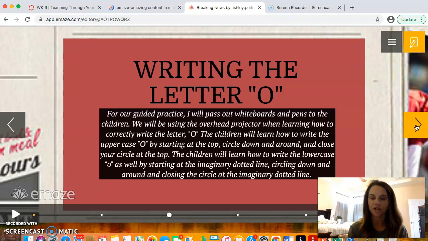The children will learn how to write the uppercase O by starting at the top, circle down and around, and close your circle at the top. The children will learn how to write the lowercase o as well by starting at the imaginary dotted line, circling down and around, and closing the circle at the imaginary dotted line.